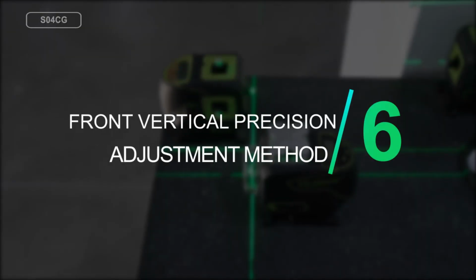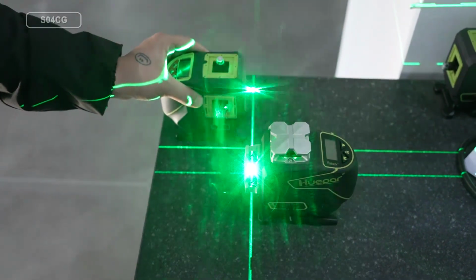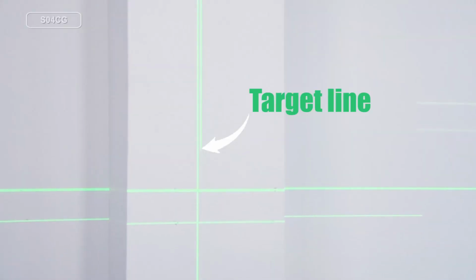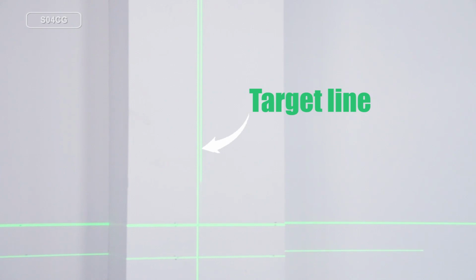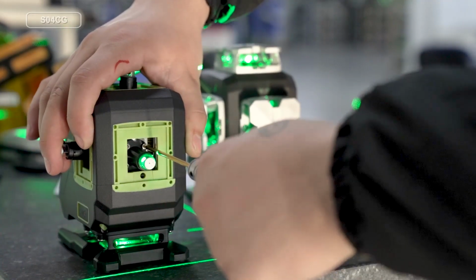Front vertical precision adjustment method. Align the front vertical line with the standard prototype. Check the top and side wall connection coincidence. Compare the difference and adjust the screw position of the reference line.